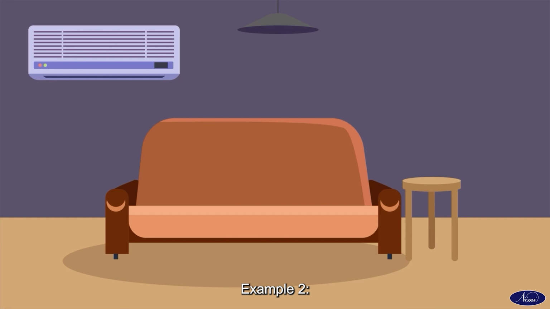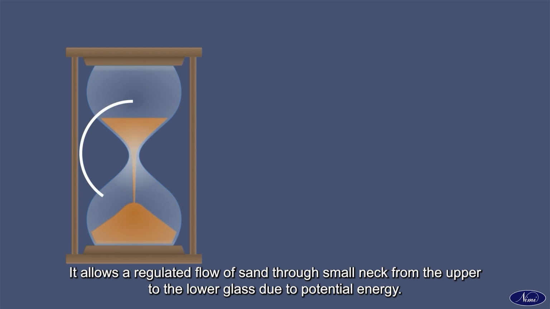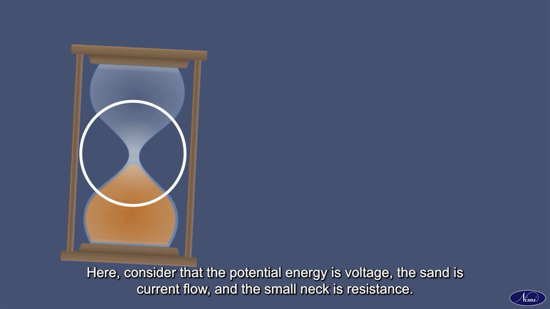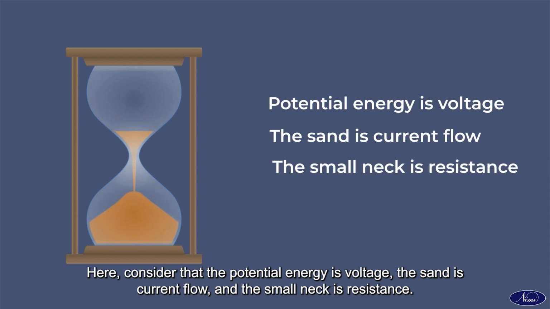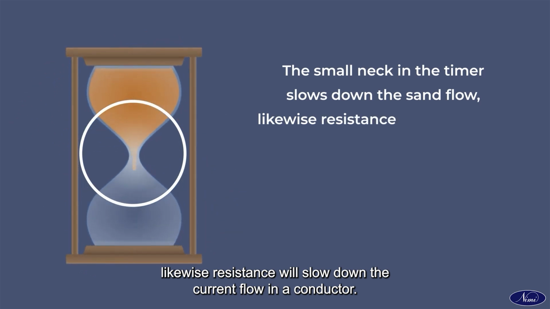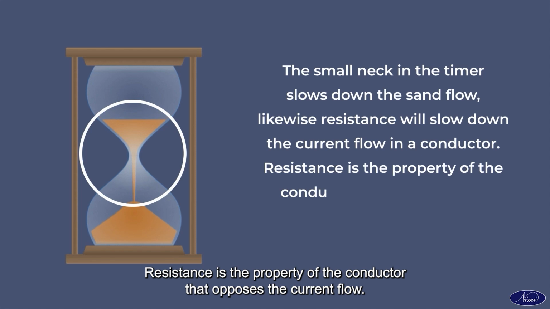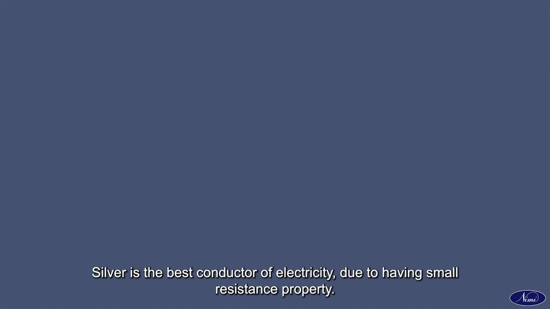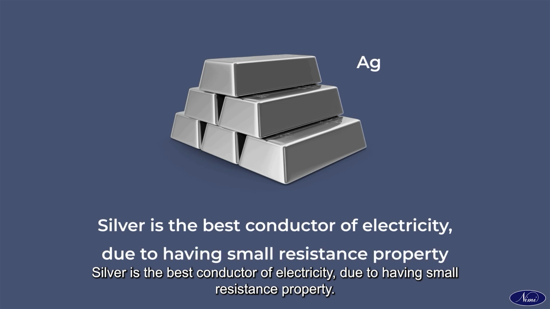Example 2. Let us have a sand timer clock. It allows a regulated flow of sand through a small neck from the upper to the lower glass due to potential energy. Here, consider that the potential energy is voltage, the sand is current flow, and the small neck is resistance. The small neck in the timer slows down the sand flow. Likewise, resistance will slow down the current flow in a conductor. Resistance is the property of the conductor that opposes the current flow. Silver is the best conductor of electricity due to having a small resistance.